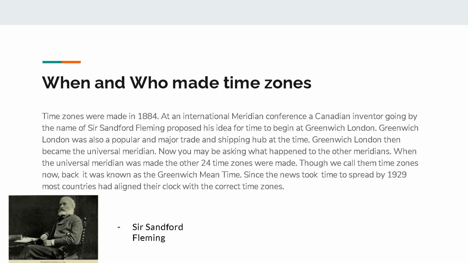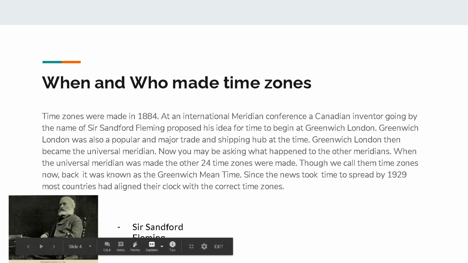Now you may be asking what happened to the other meridians. When the Universal Meridian was made, the other 24 time zones were made. Though we call them time zones now, back then it was known as the Greenwich Mean Time. Since the news took time to spread because it wasn't as quick as it is nowadays, most countries only had their clocks aligned by 1929. And this is Sir Sandford Fleming, the guy who introduced the idea of time zones.